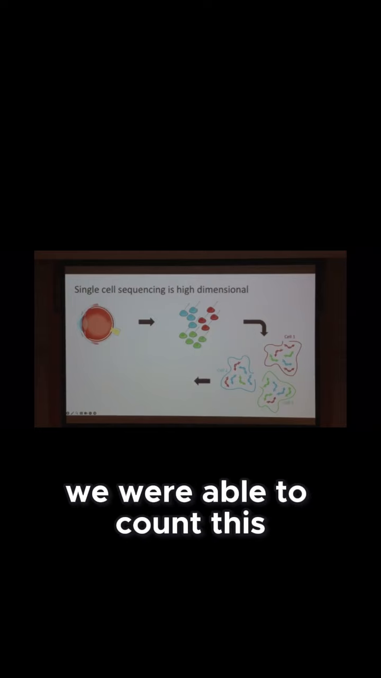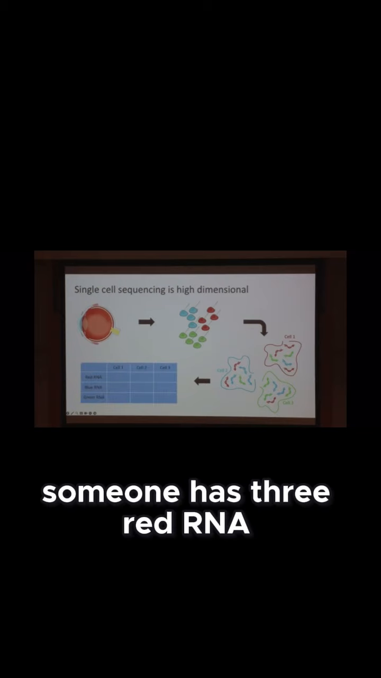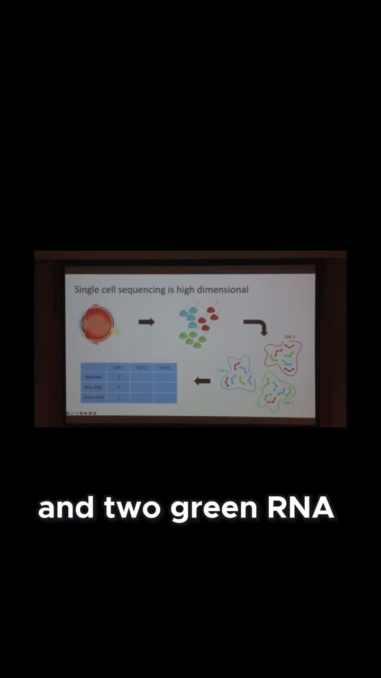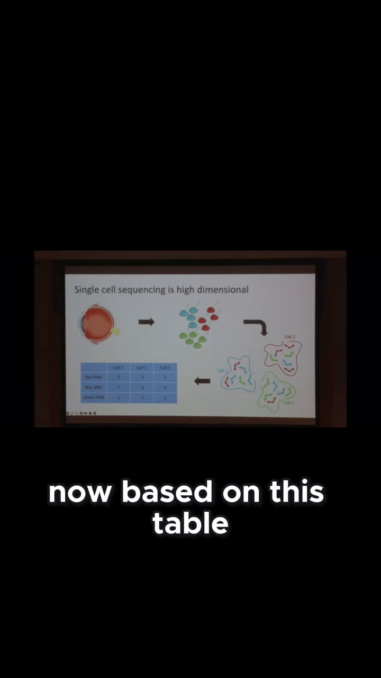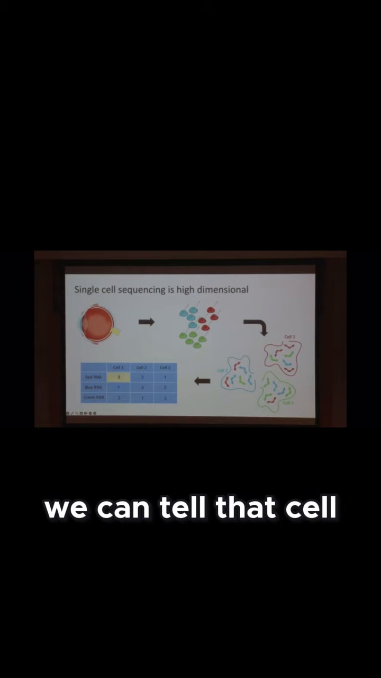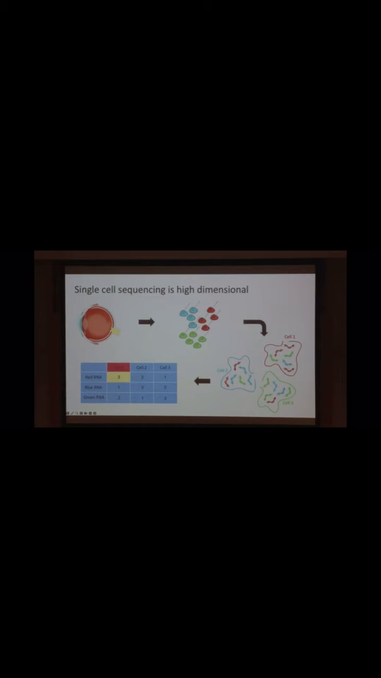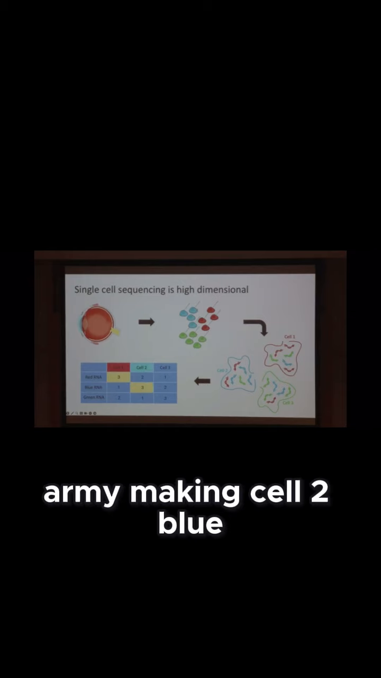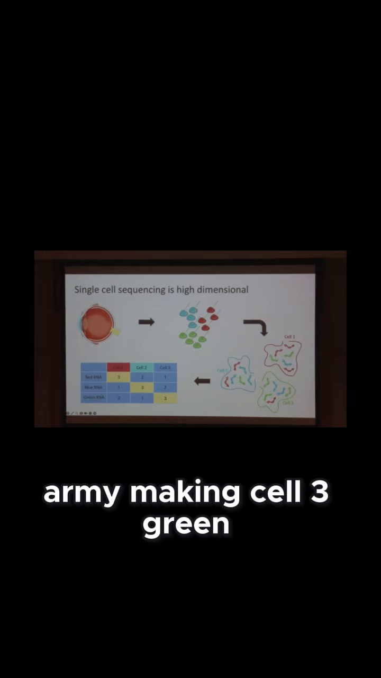Now, we were able to count this RNA and put it into a table. So cell 1 has 3 red RNA, 1 blue RNA, and 2 green RNA. So on and so forth for every cell. Now, based on this table, we can tell that cell 1 has the most amount of red RNA, making cell 1 red. Cell 2 has the most amount of blue RNA, making cell 2 blue. And cell 3 has the most amount of green RNA, making cell 3 green.